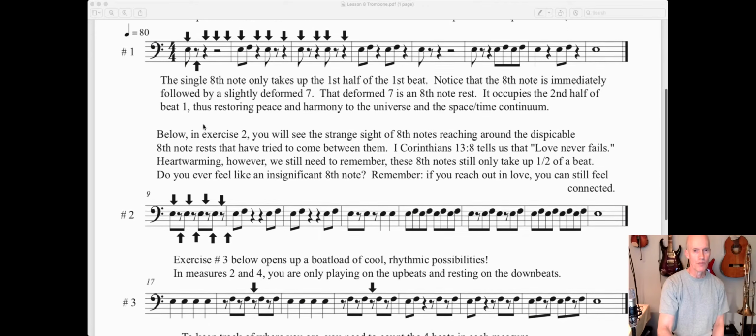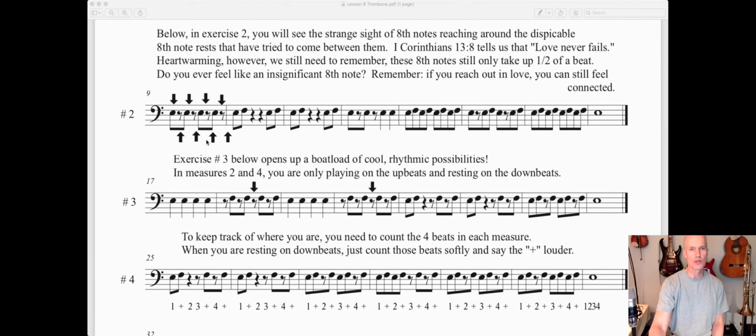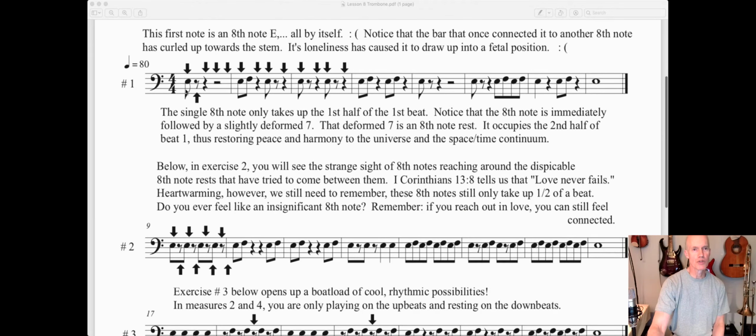All right. So now below in exercise 2, you'll see the strange sight of eighth notes reaching around the despicable eighth note rests that have tried to come between them. It's still eighth notes right here, but that eighth note rest has bumped this guy, his partner, over to beat 2. So we're only playing on the downbeats, resting on the upbeats, playing on the downbeats, resting on the upbeats. These arrows represent downbeats and upbeats and so forth. So sometimes you'll see it written that way. Sometimes you'll see music notation written with an eighth note followed by an eighth note rest. Then there'll be another eighth note rest.